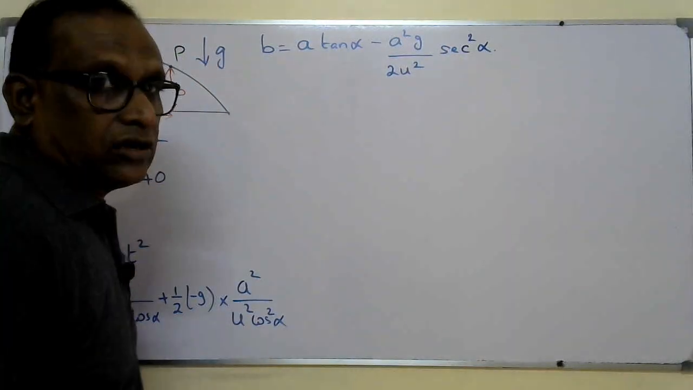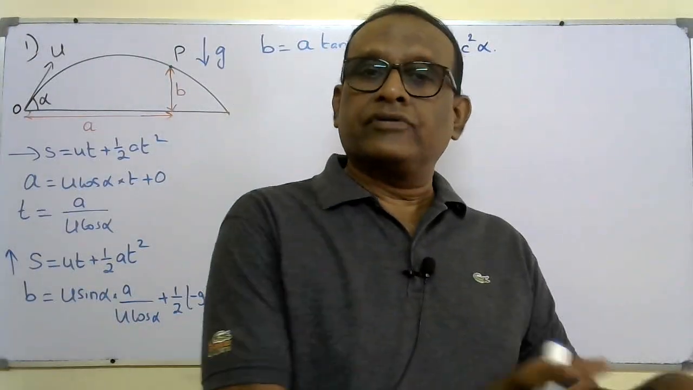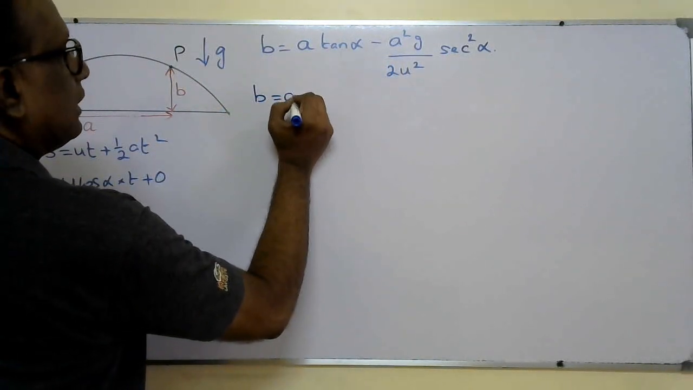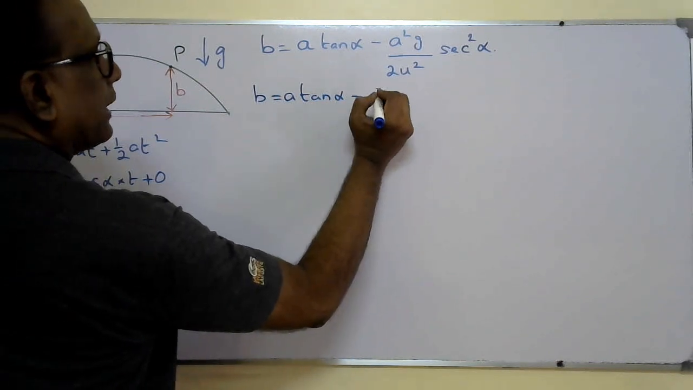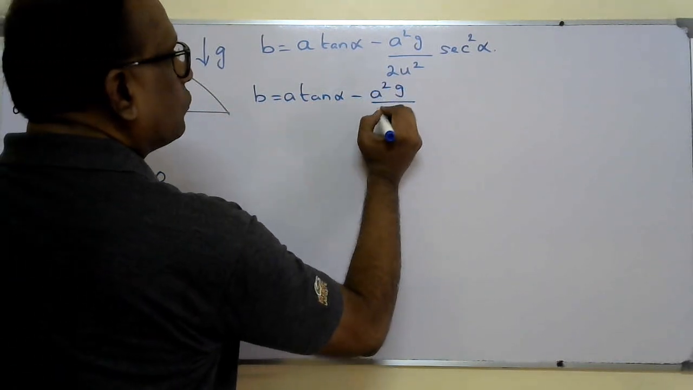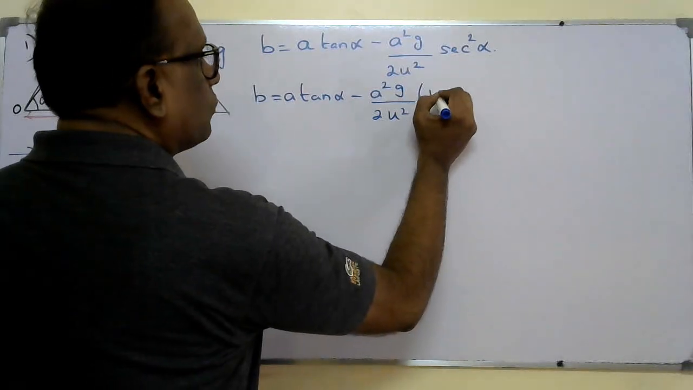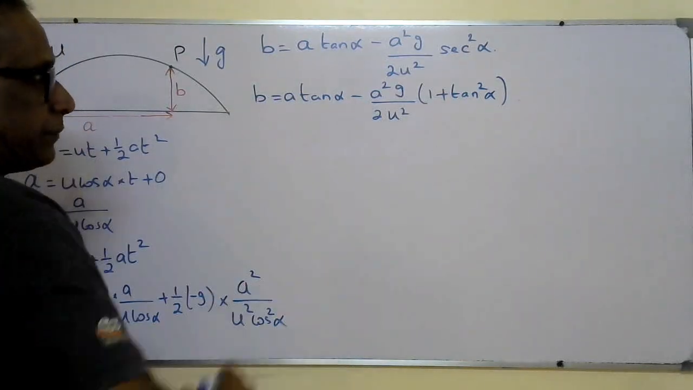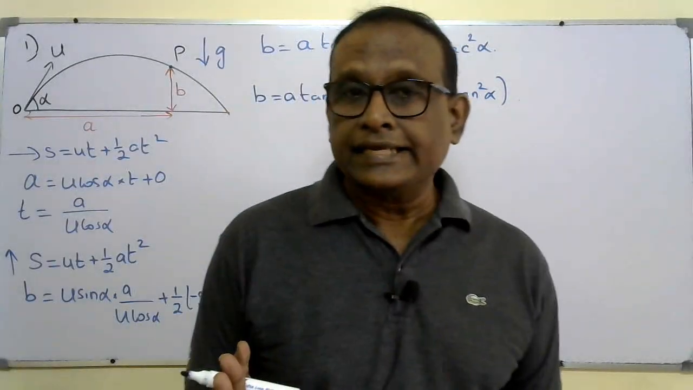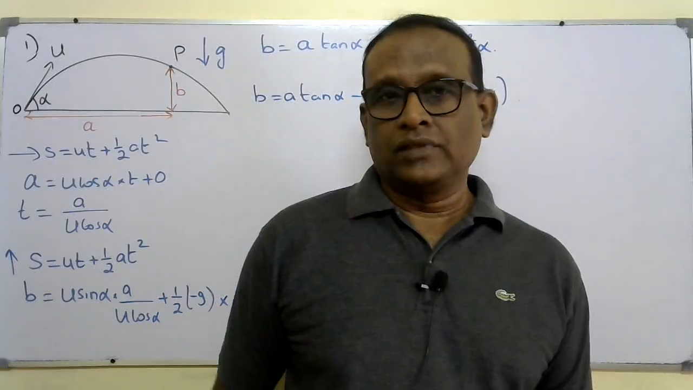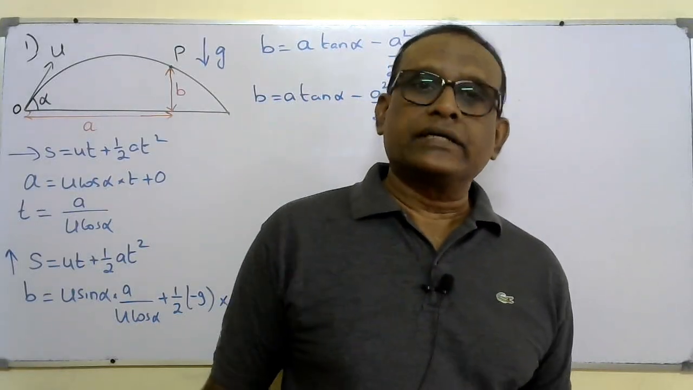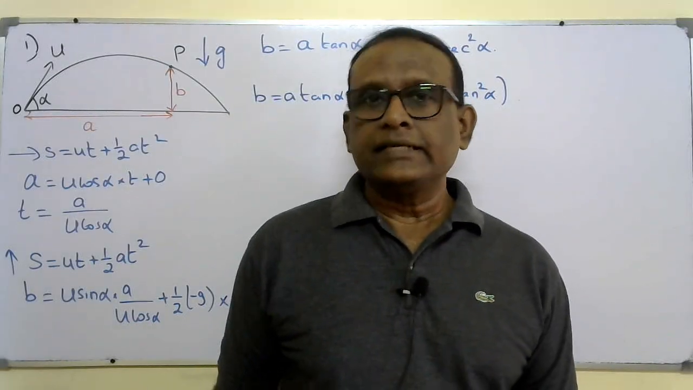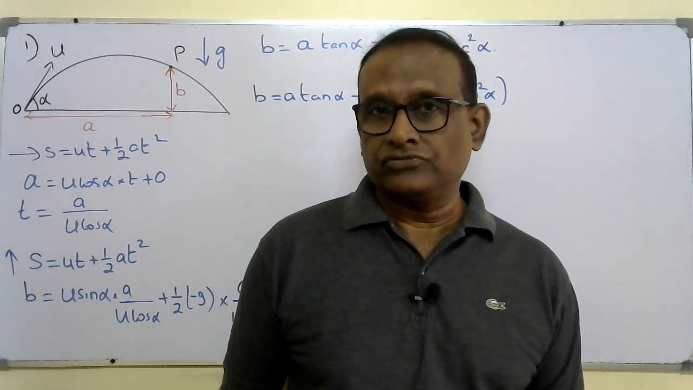You know sec squared theta equals 1 plus tan squared theta. So sec squared alpha equals 1 plus tan squared alpha, and we replace like that. b is equal to a tan alpha minus a squared g over 2u squared times 1 plus tan squared alpha. The purpose of doing this is that I am going to get a quadratic equation. Normally we come across a quadratic equation in the ax squared plus bx plus c format; here I am going to get a quadratic equation in terms of tan alpha.